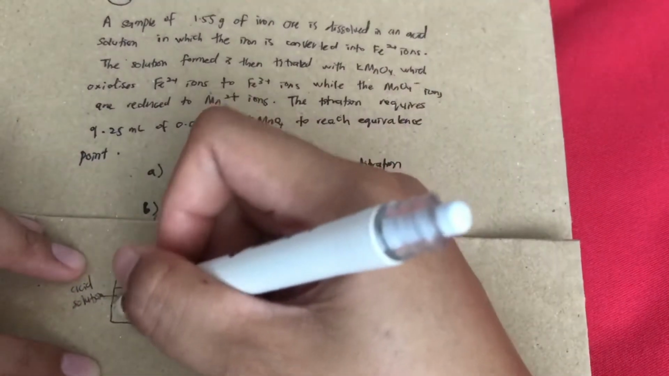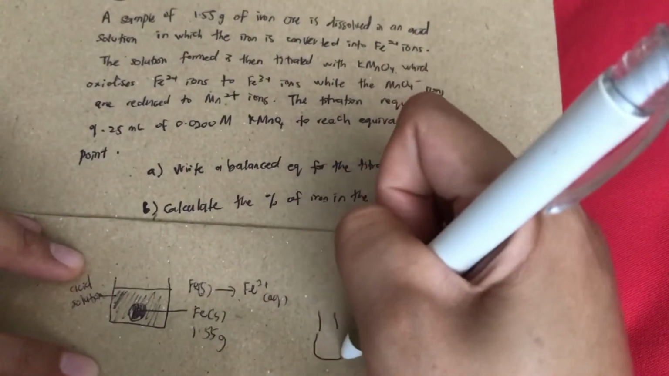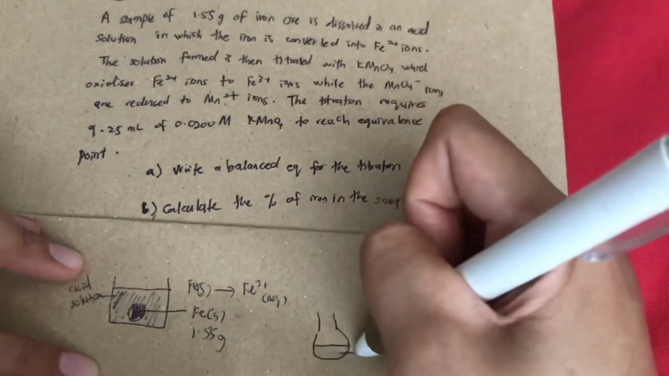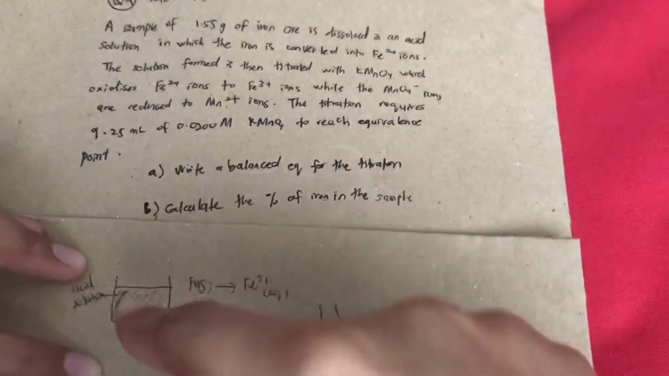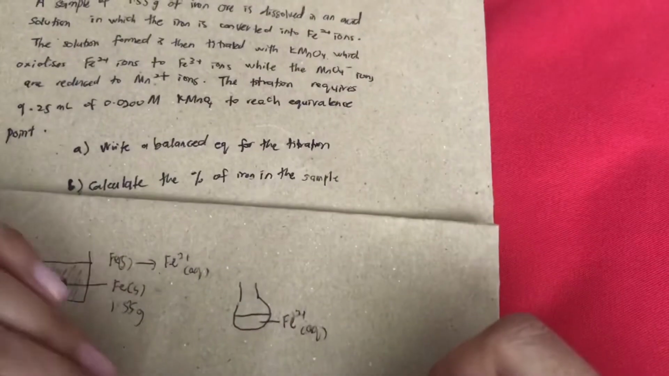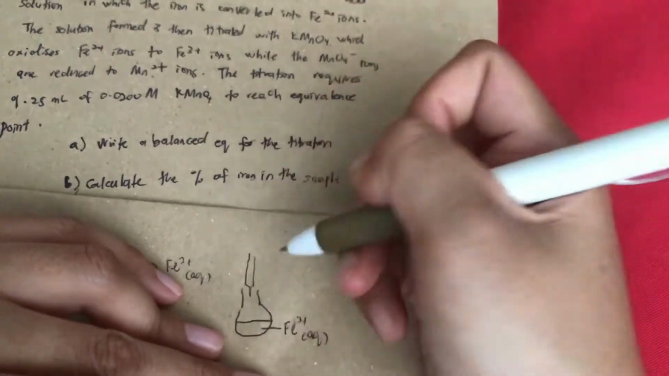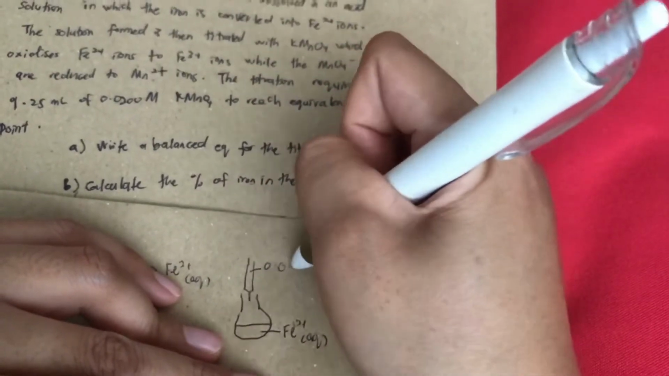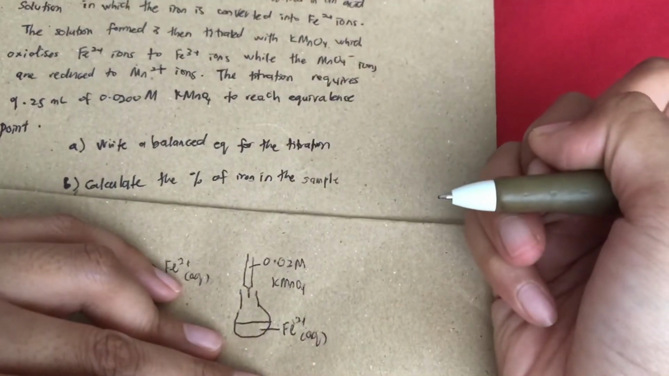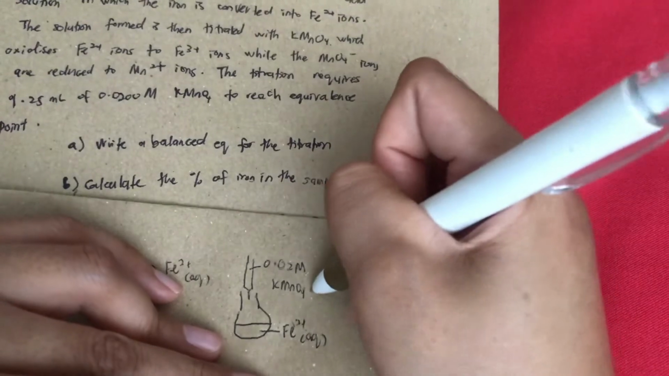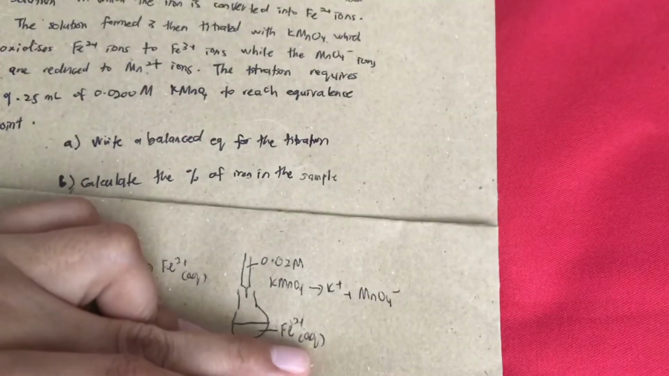Once it is dissolved, all the solution is poured into a conical flask. So here is the ferrum 2+ that we made earlier in this part. This ferrum 2+ is now titrated with 0.02 molar of KMnO4. And we know as well, in KMnO4 we have K+ and MnO4-.